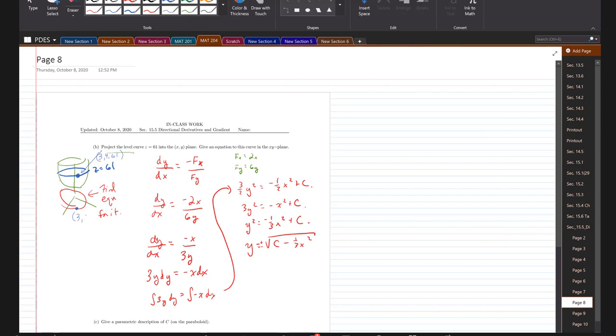Okay. So I need to pick a c value so that my y value comes out to be 4 when I plug in an x value of 3. First of all, we want to pick y equals the positive square root of c minus 1/3 x squared. If I took the negative one, there would be no way I could solve that for C.